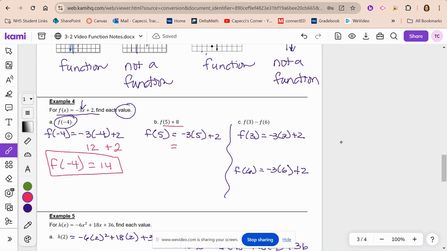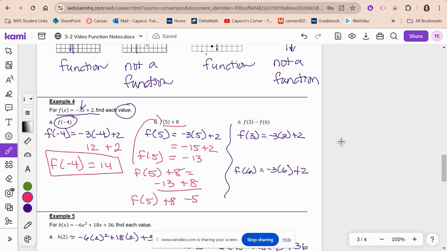f of 5 plus 8. Now this is f of 5 plus 8, not f of 8, just the number 8. So first we're going to find f of 5. So it's -15 plus 2. So f of 5 is equal to -13. And now we're going to substitute that in. So I have f of 5 plus 8. That's what the question's asking. It is equal to -13 plus that 8, which has a value of -5. So again, when I add those, that's what I get. So my notation is f of 5 plus 8 is equal to -5.